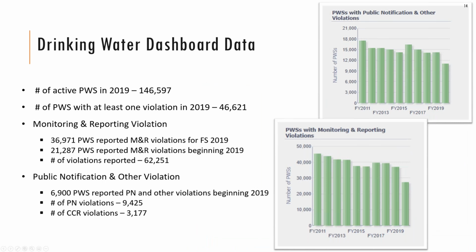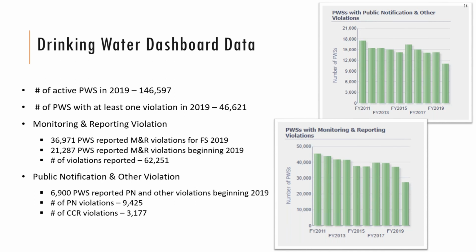Now, as I mentioned earlier, you can use the drop-down menu to refine your search. For violations, there are health-based violations, public notification violations, and monitoring reporting violations. By refining the data for each violation type, I was able to get a better understanding of what kind of violations were reported the most by public water systems.